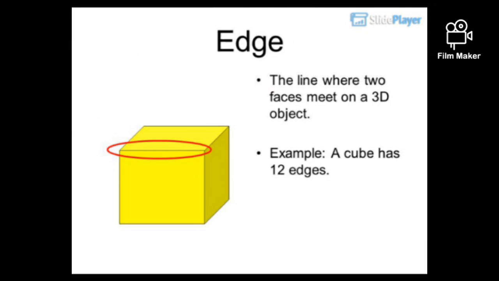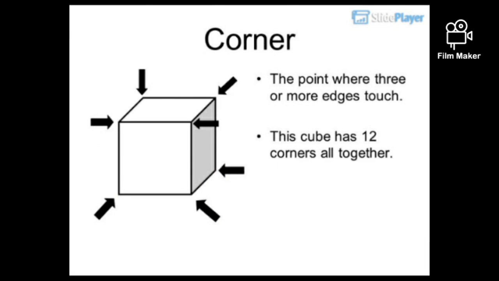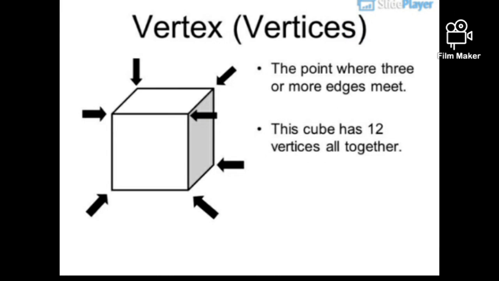The line where two faces meet on a three-dimensional shape is called an edge. Example, a cube has 12 edges. While the point where 3 or more edges touch is called a corner. This cube you're seeing here has 12 corners all together. Vertices and corners can be used interchangeably. So the point where 3 or more edges meet is called a vertex. This cube as you're seeing here has 12 vertices all together.